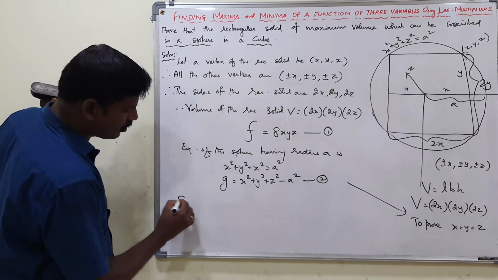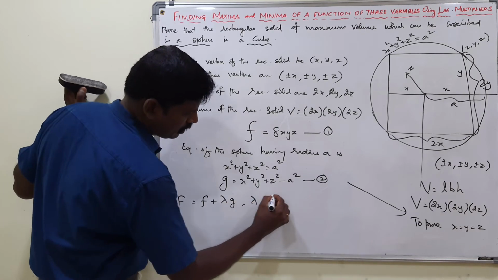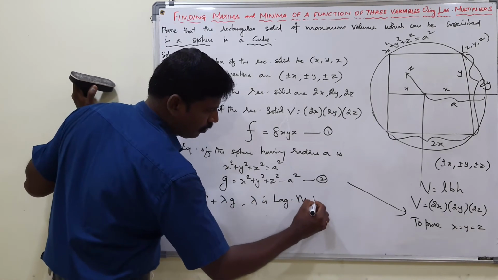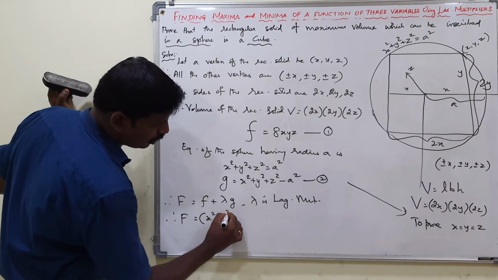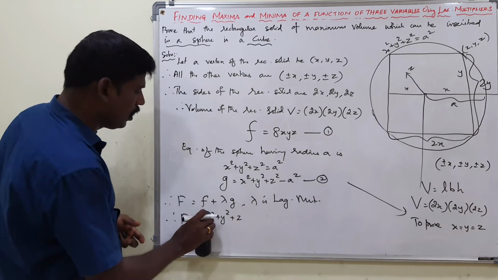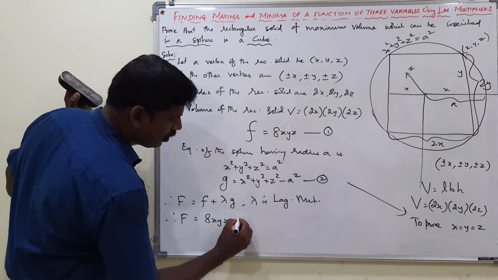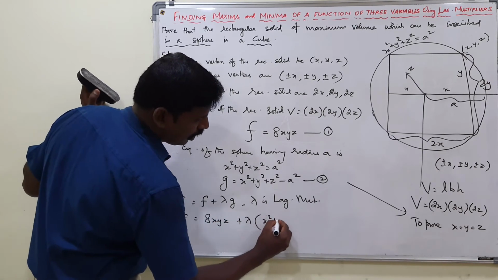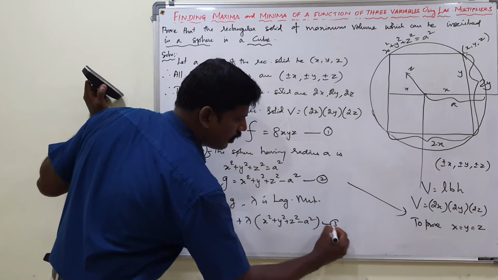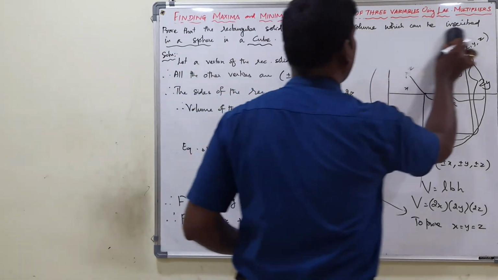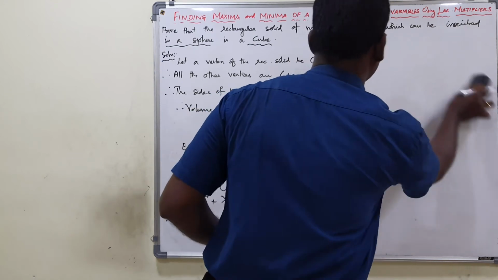Therefore, the auxiliary function F is equal to what? Small f plus lambda into small g, where lambda is the Lagrange multiplier. Okay, therefore, what is small f? 8xyz, isn't it? F is 8xyz plus lambda into x square plus y square plus z square minus a square, equation number 3. Right? Now I am going to find out Fx, Fy, Fz and equate them to 0 to find the extremum.